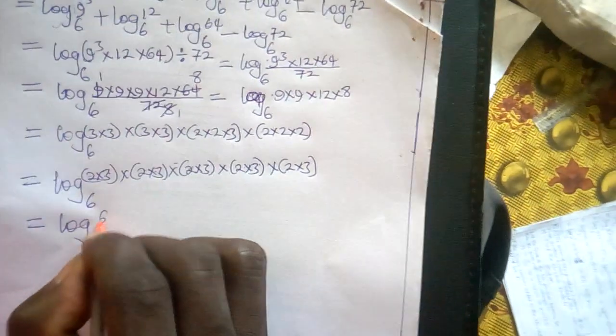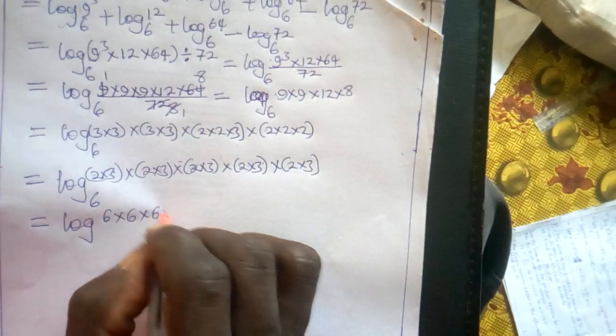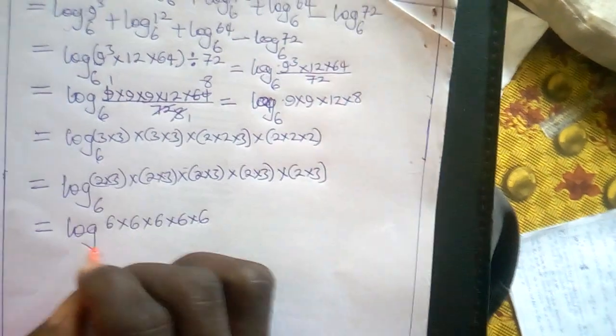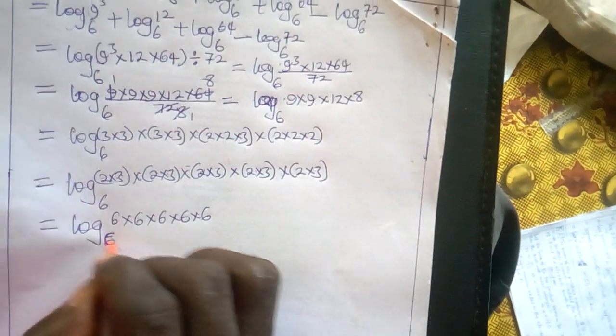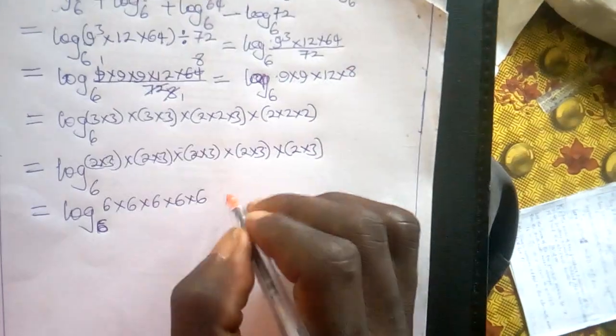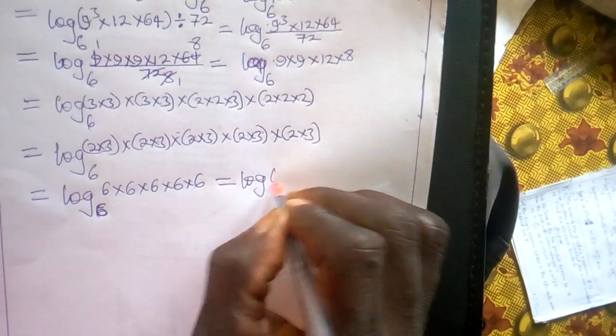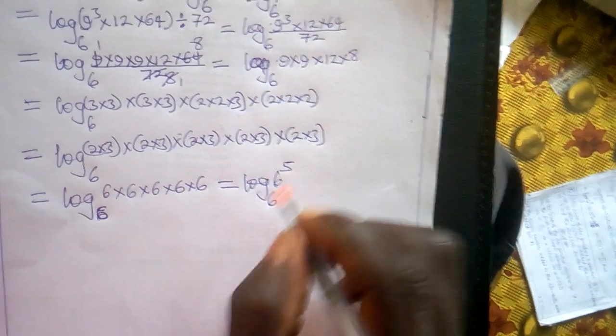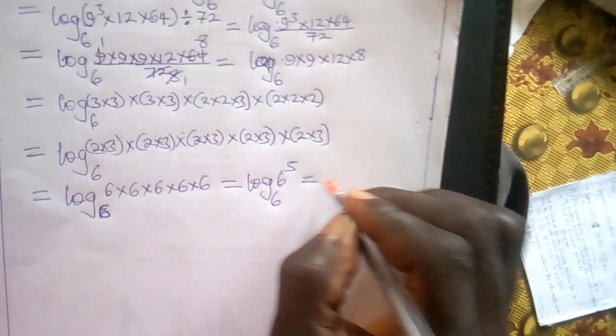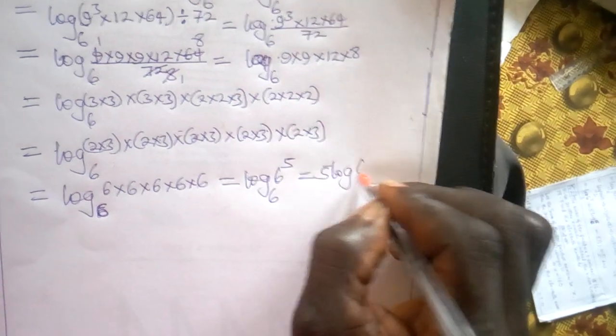So the next step now will be the log of 6 times 6 times 6 times 6 times 6, in 5 places, to base 6. So 6 in 5 places will be 6 raised to power 5. That will be the log of 6 raised to power 5 to base 6. The 5 will jump to the front of the log, so you have 5 log 6 to base 6.